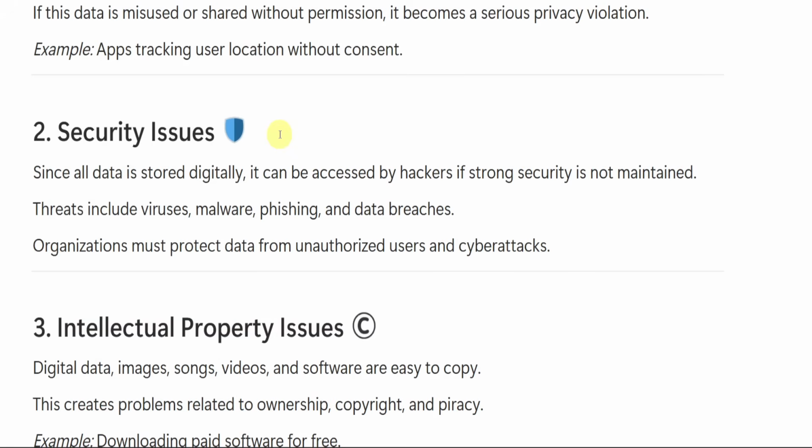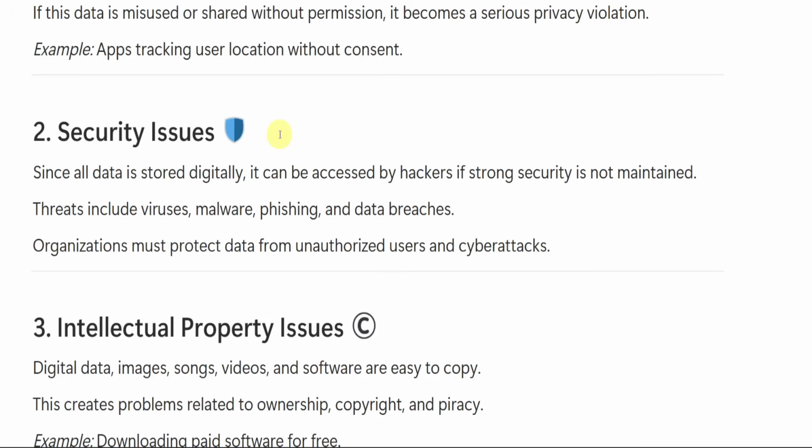Then we have security issues. Data stored in information systems can be stolen by hackers, viruses, malware, and phishing attacks also. So if security is weak, all data can be leaked, right? Let me give you one example, students. If a bank's customer information database is hacked, your complete data and the amount will be gone, right? So that is a security issue.